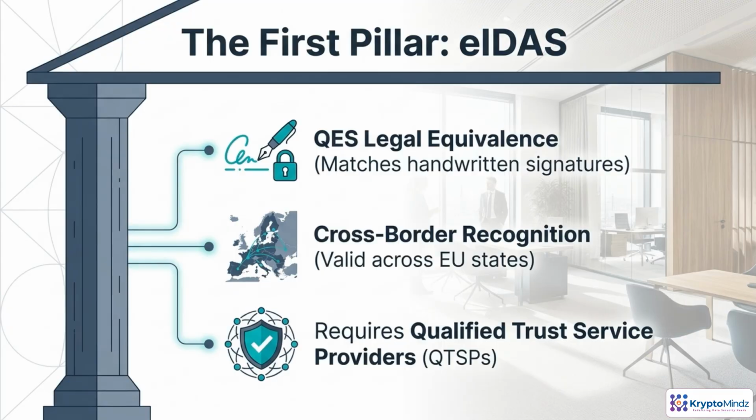eIDAS is our first big pillar. It gives qualified electronic signatures the same legal power as a handwritten signature and guarantees that a qualified signature created in one EU country is recognized in all the others. To make this trustworthy, eIDAS relies on regulated qualified trust service providers who securely manage certificates and remote signing.